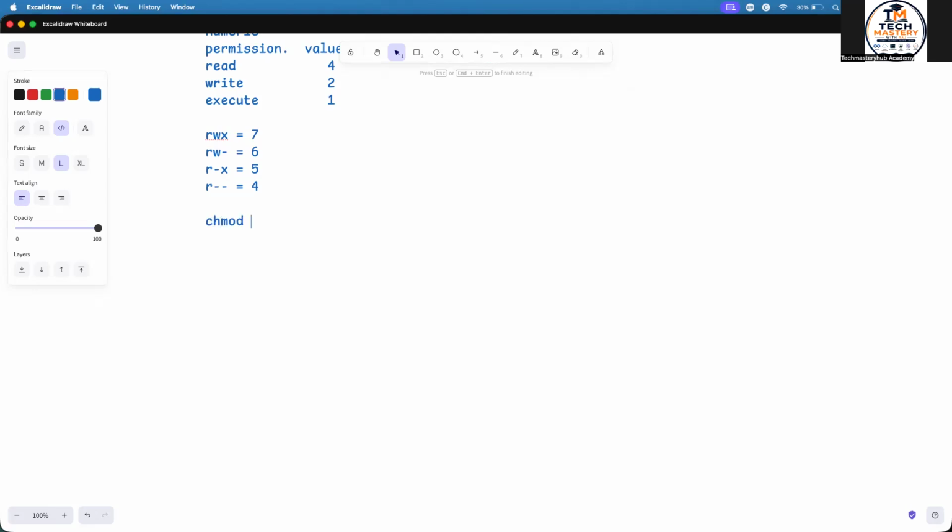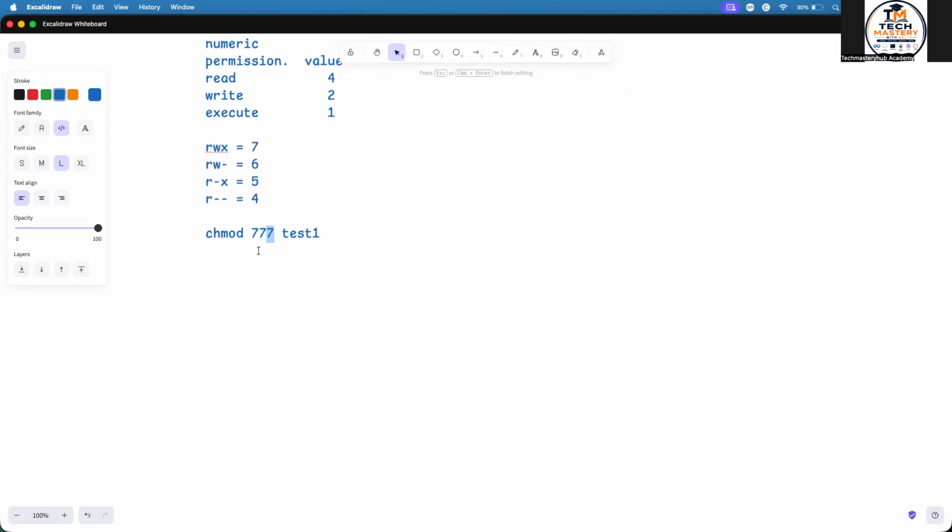Let's check some examples. chmod 777 test1 file means we are granting 7 authority to the owner, 7 authority to the group, and 7 authority to the others. That means everybody will have read, write, and execute authority, full access to everyone. And this is very dangerous. We should not grant full authority to everyone, but I'm just giving you an example.